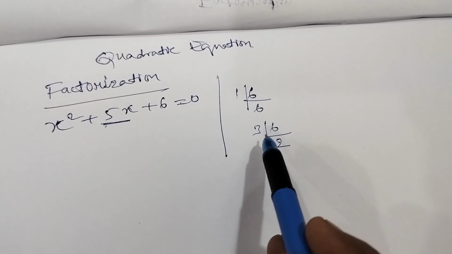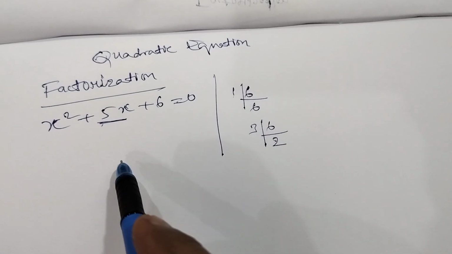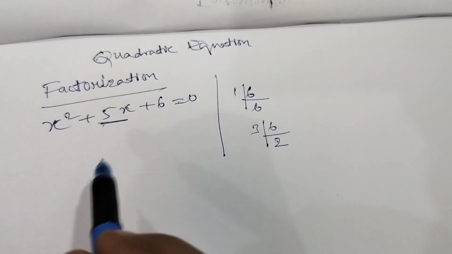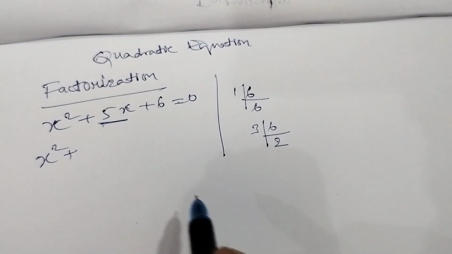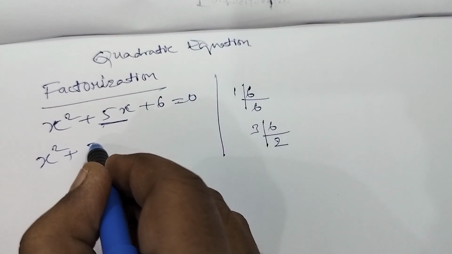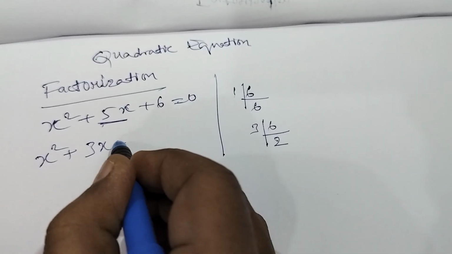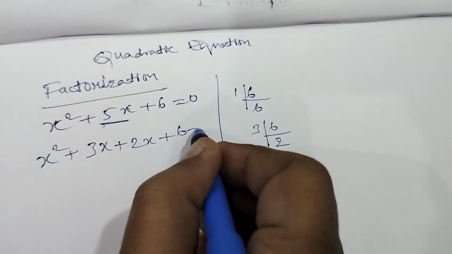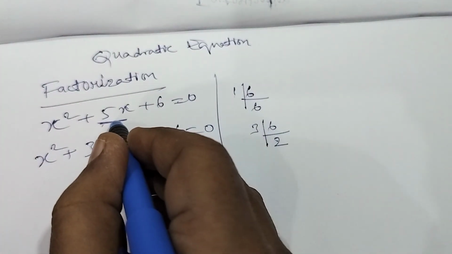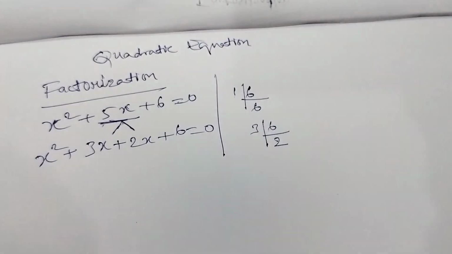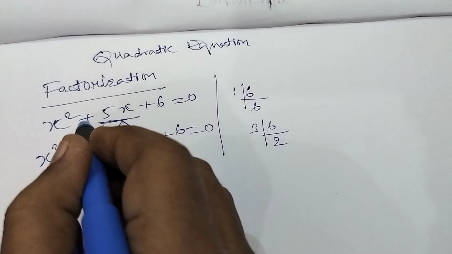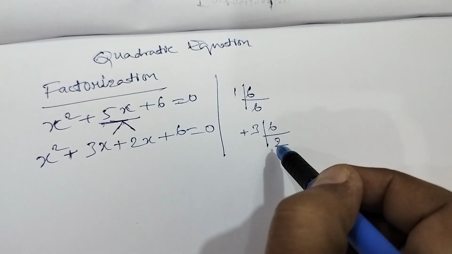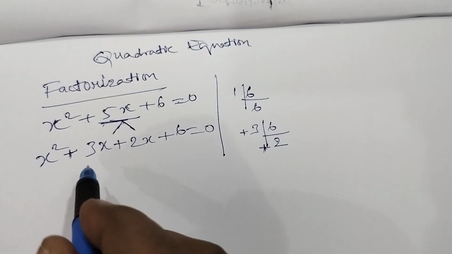Now let us choose another set. 3 times 2 is 6, and 3 plus 2 is 5, and when you multiply you get 6. So both numbers will suit. Let me try taking 3 times 2, and here the middle term 5x is split as 3x plus 2x plus 6 is equal to 0. The middle term 5x can be split like this, 3x plus 2x. I consider this because it is plus 5x, so plus 3 and plus 2 is plus 5x.